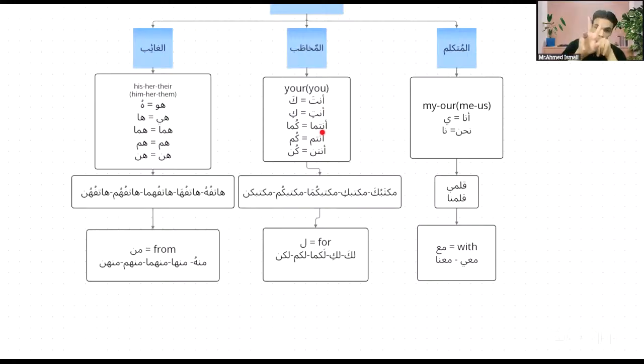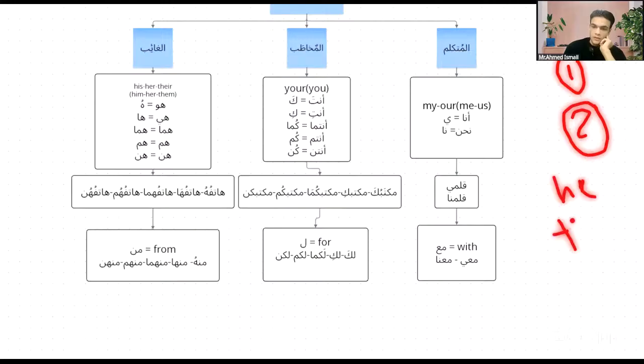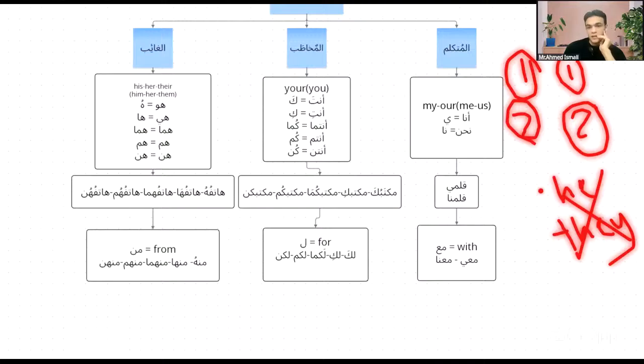أنتما for two. And I said before, in English, we have one person and we have two or more. What I mean is when I say, for example, he, this is for one person. But when I say they, this is for two or more. But in Arabic, it's not like that. In Arabic, I have one person, two persons, and three or more. What this means is I have a specific pronoun for one person, a specific one for two, and specific pronouns for three or more.